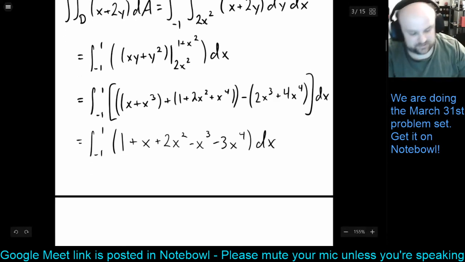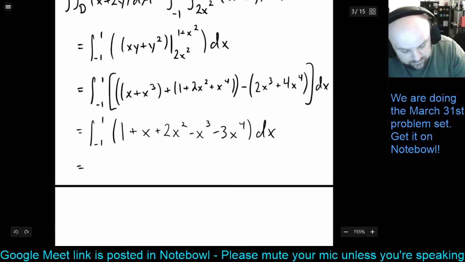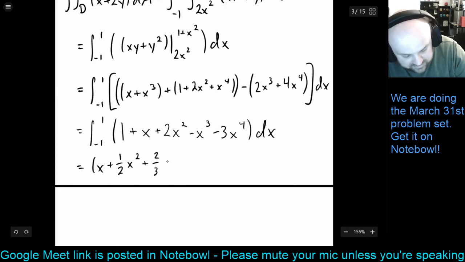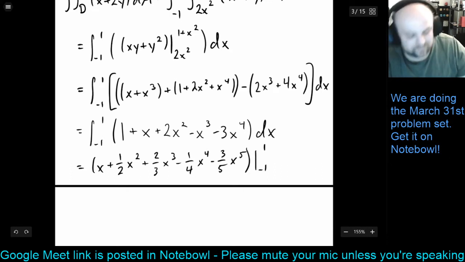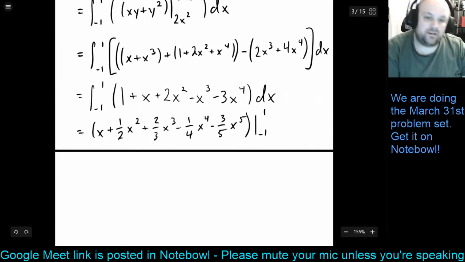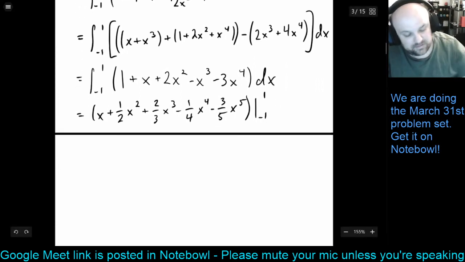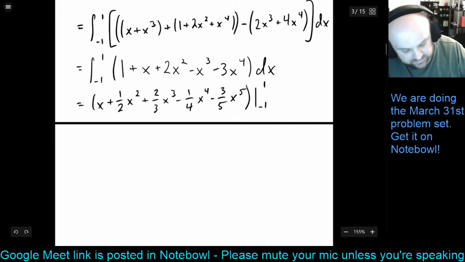Now we just do our usual business here. This is x plus a half x squared plus 2/3 x cubed minus a fourth x to the fourth minus 3/5 x to the fifth. Okay, that was way more than I was bargaining for. All right, so we get whatever this is.